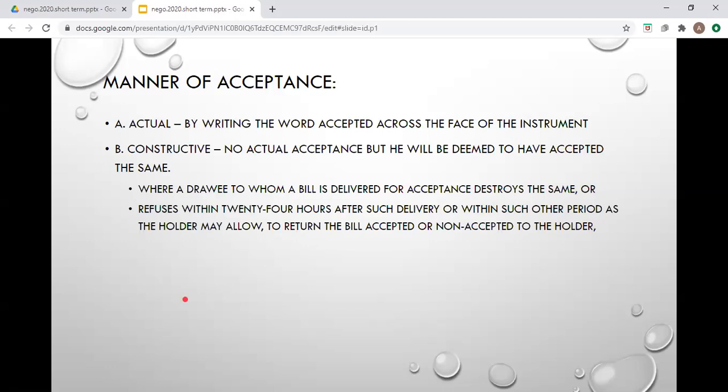Or in a situation whereby our DRAWEE likewise refused to return it within a period of 24 hours from the time it has been presented to him for acceptance. Why is that? Because as you all know, the DRAWEE has at least 24 hours within which to decide whether to accept or to reject it. So within the 24 hours, if he decides to reject it, then he has to return the same or to inform the holder of his decision not to accept the instrument. If he did not do that, the presumption is that there has been an implied acceptance. So failure to return the instrument within 24 hours connotes that there is now what we call as constructive acceptance.